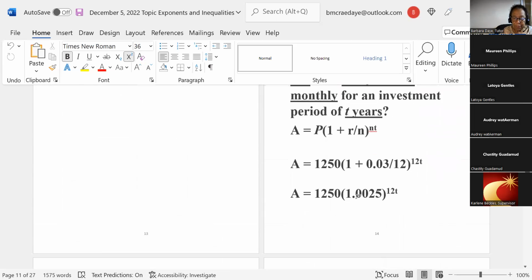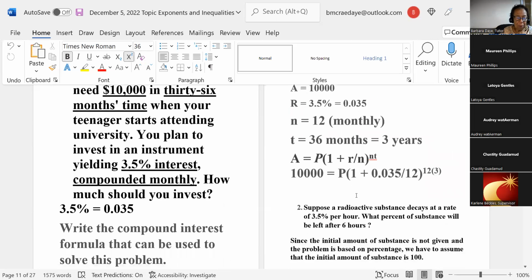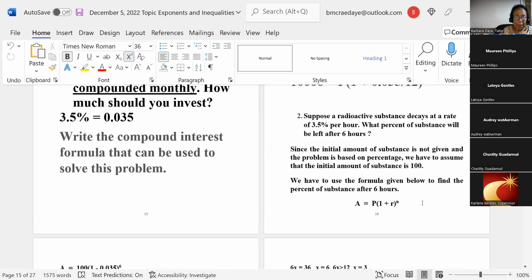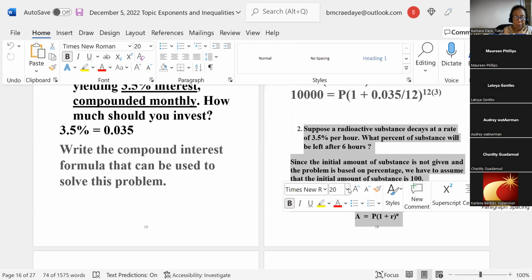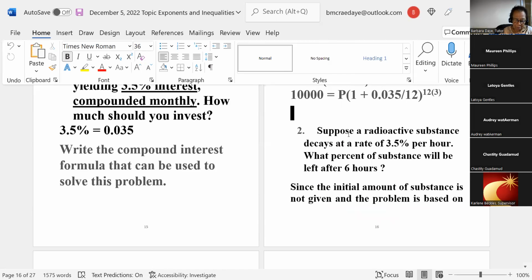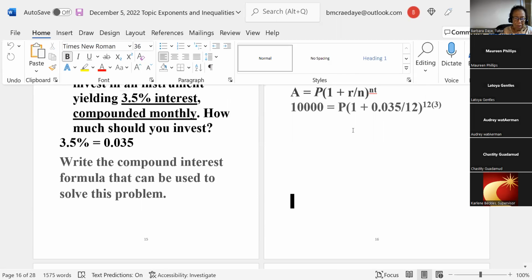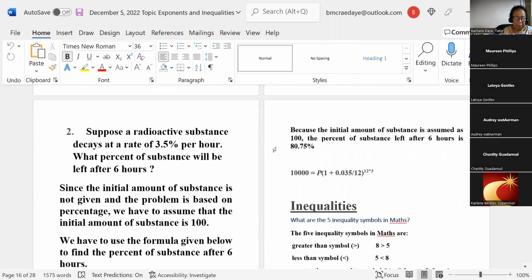All right, let's look. I think we have another. Now, here is a decay. That was where you were making money. This one, you're actually losing. Anybody familiar with decay? That's particularly used with radioactive substances. It decays over a period of time, right?